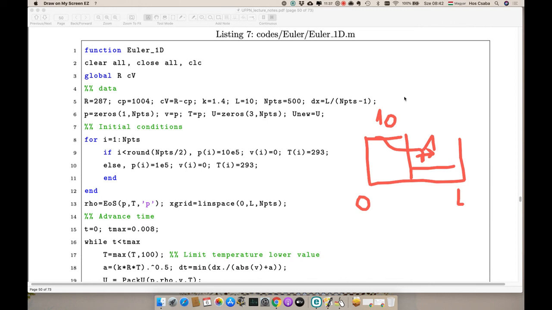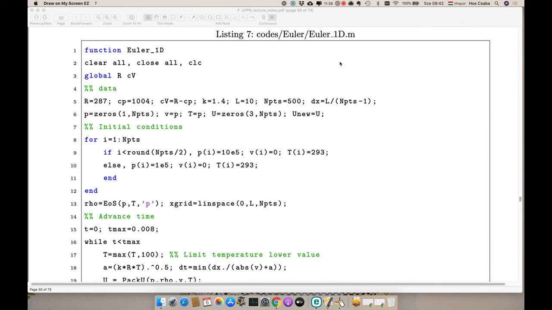Okay, so this was the Lax-Wendroff technique, the main idea, and then I will come back briefly with the last lecture, which is about computing the sonic velocity.